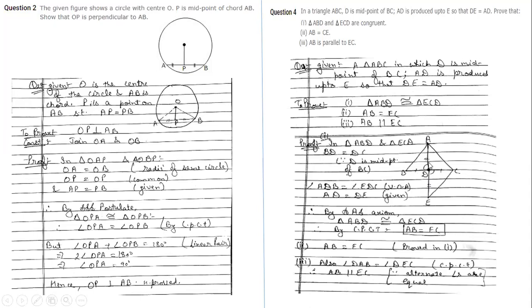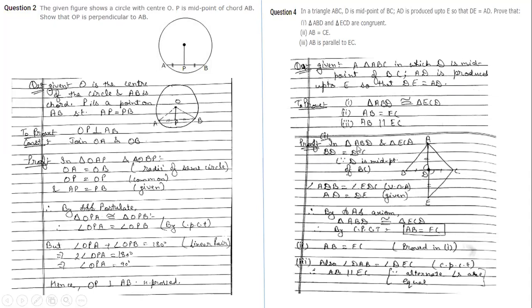Prove that triangle ABD and ECD are congruent. This is the first part. First of all, we have to prove that these two triangles are congruent. Write down the given things: a triangle ABC in which D is the midpoint of BC, AD is produced up to E so that DE is equal to AD. These are the two proof parts.